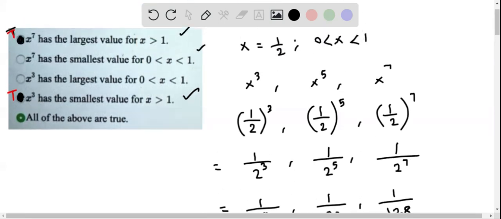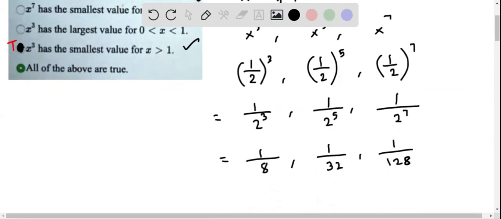And out of these three values, 1 divided by 128 is the smallest one, because in all these expressions we are basically dividing 1 by a denominator. So when the denominator is large, the value is going to be smaller. So when you divide 1 by 128, it's going to be much smaller than if it is divided by 1, and it is also going to be much smaller than when it is divided by 8.